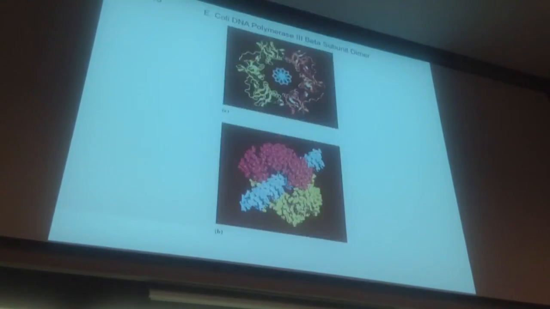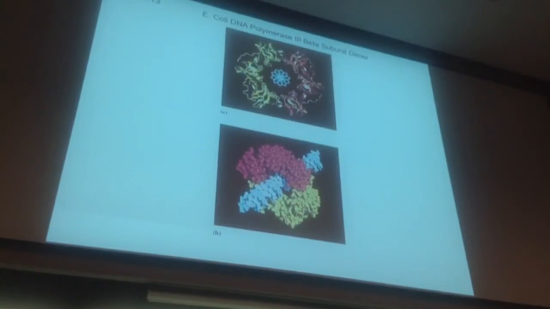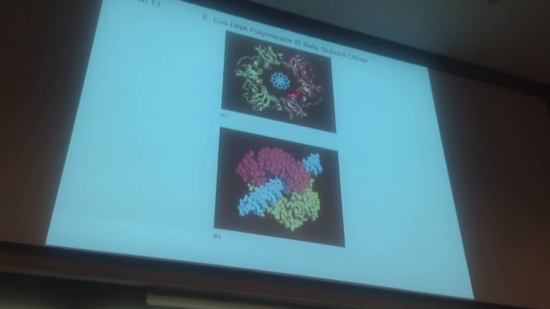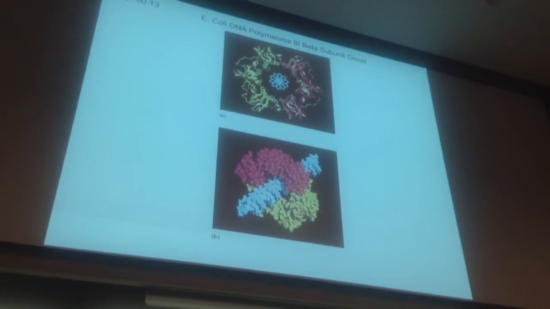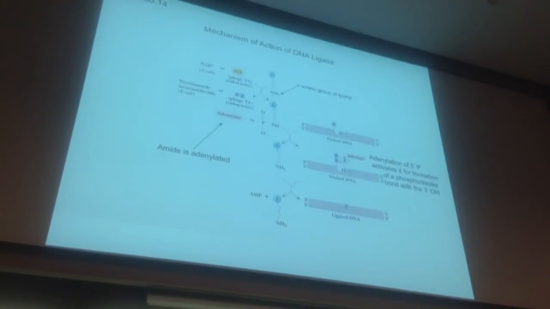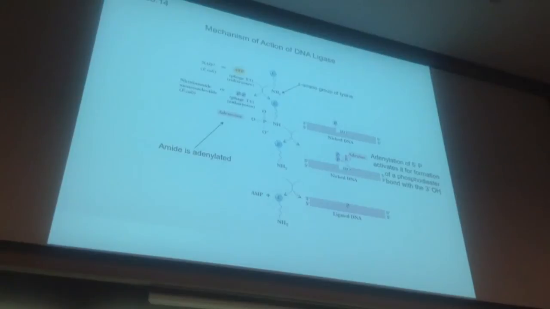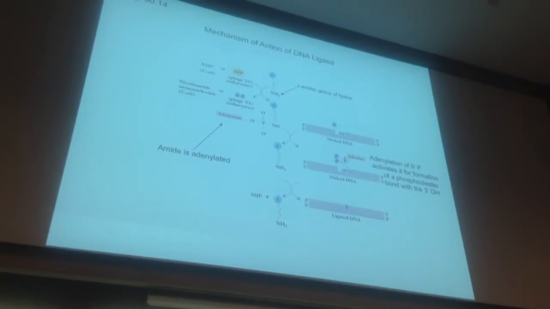Question about these proteins? This is just a picture that shows you a donut. This is E. coli. You can see it's a homodimer, with the DNA strand going through the middle. The molecules form that donut. I talked about that. So here's DNA ligase, and I'm not going to go tremendously into this activity.